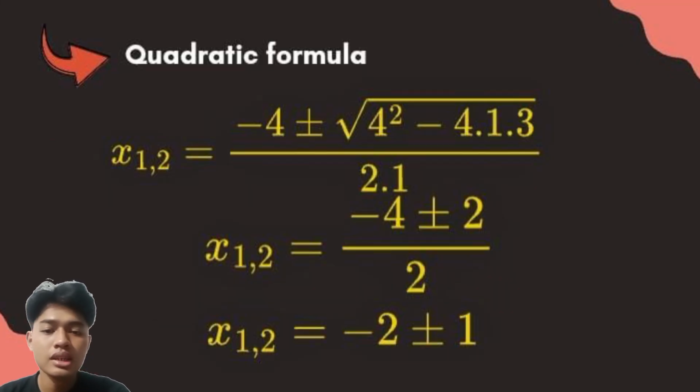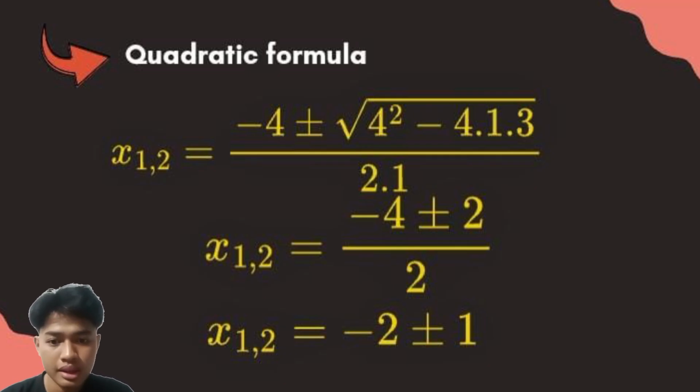For example, if we have x squared plus 4x plus 3 is equal to 0, the value of a is 1, the value of b is 4, and the value of c is 3. So we just need to substitute a, b, and c into the formula. At the end, the solutions of this quadratic equation are minus 2 plus or minus 1, so minus 2 plus 1, or minus 2 minus 1. So the solutions are minus 3 and minus 1.